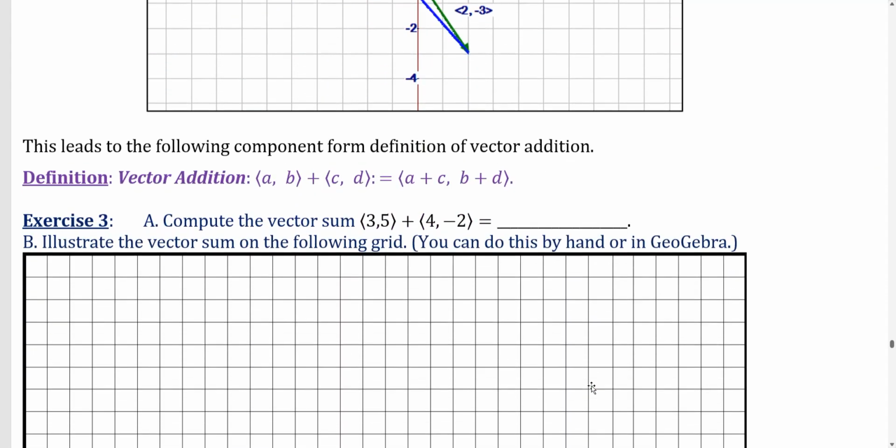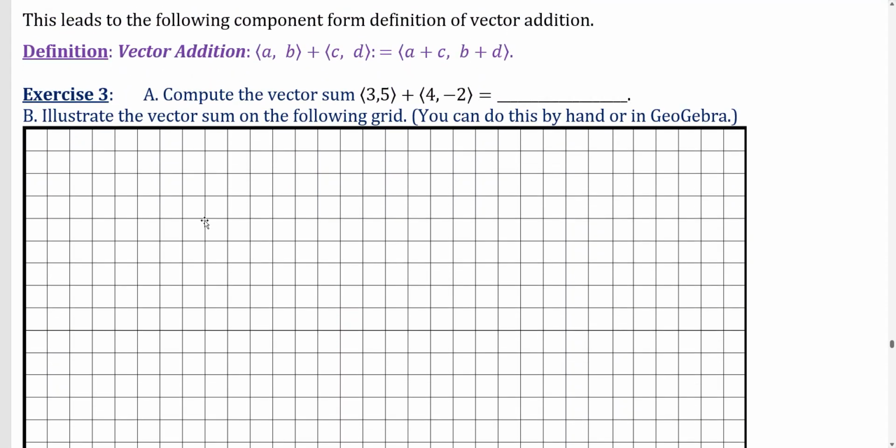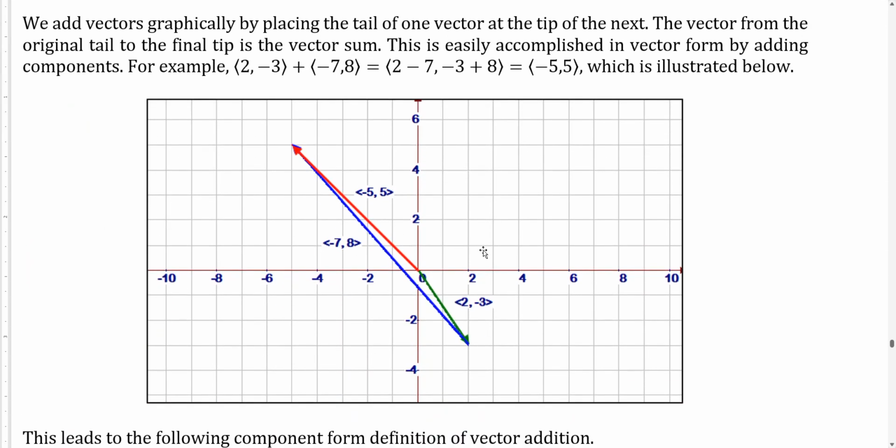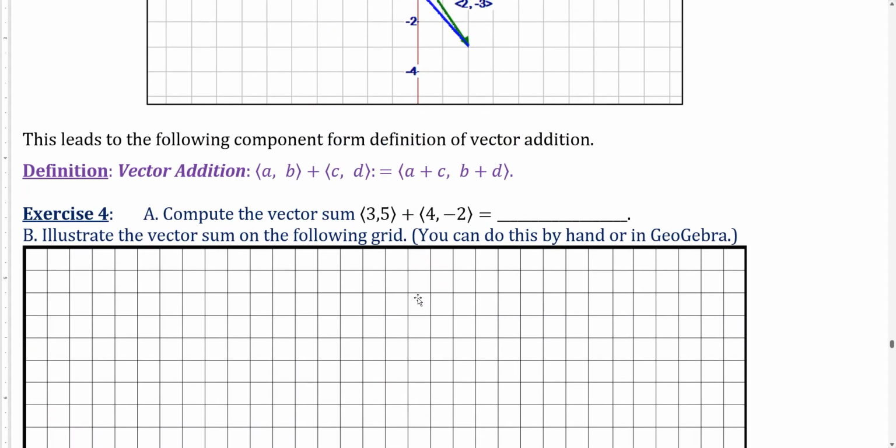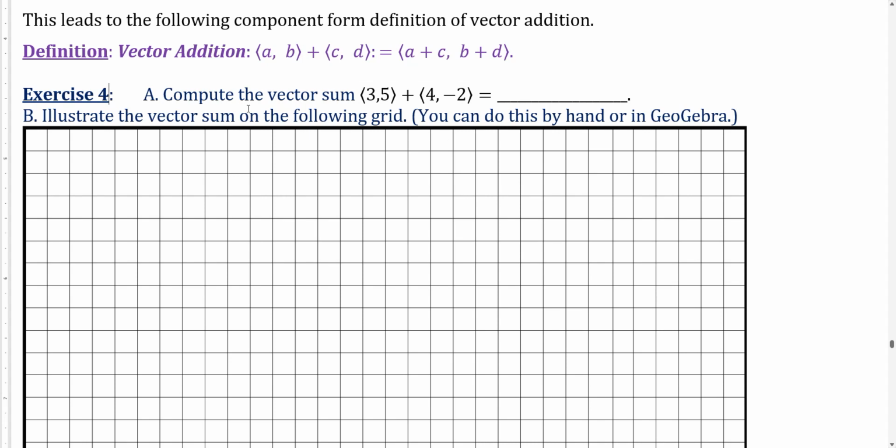Pretty simple. So here, what I'd like you to do for the exercise, I think we're up to 4 now: compute the vector sum 3, 5 plus the vector 4, negative 2. Do it just algebraically first, but then illustrate it like this. You can start anywhere you want. You don't have to start at the origin. In fact, there are not even numbers on the grid, but let's assume the grid is spaced 1 unit apart, and illustrate that on the grid by hand.